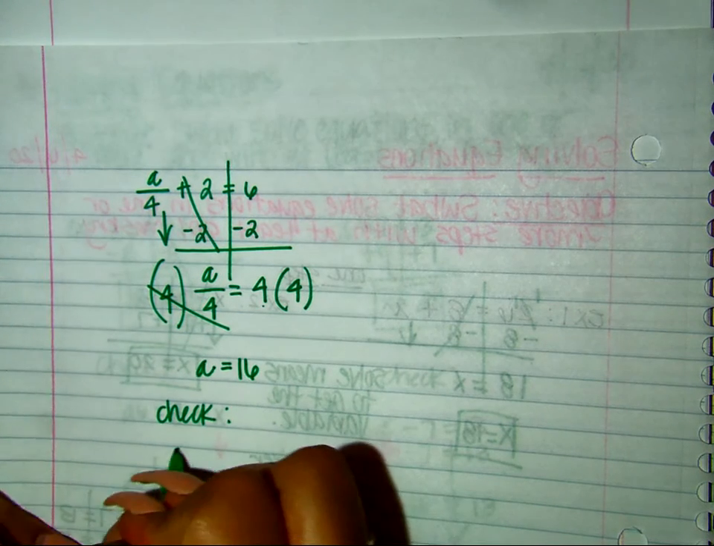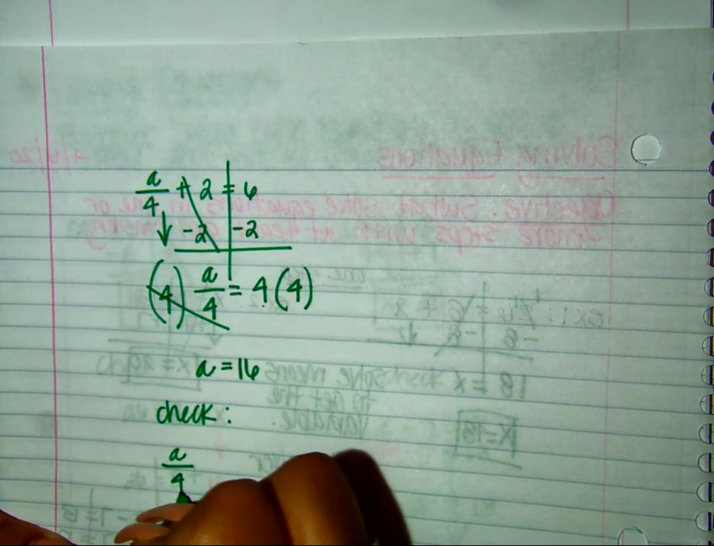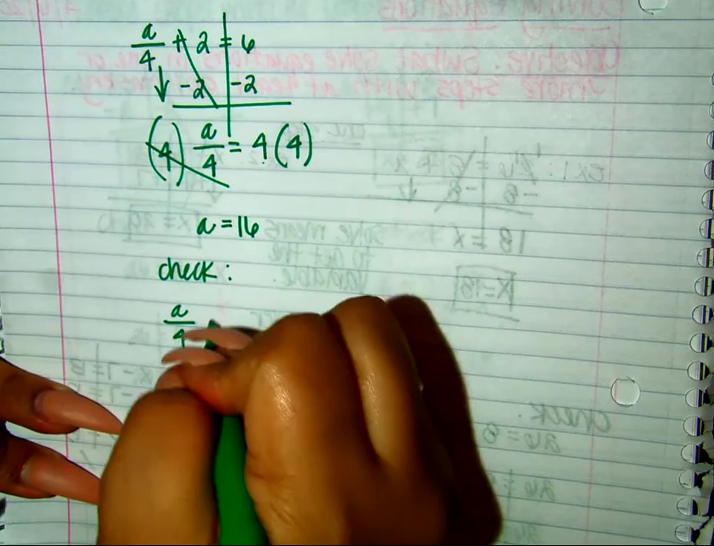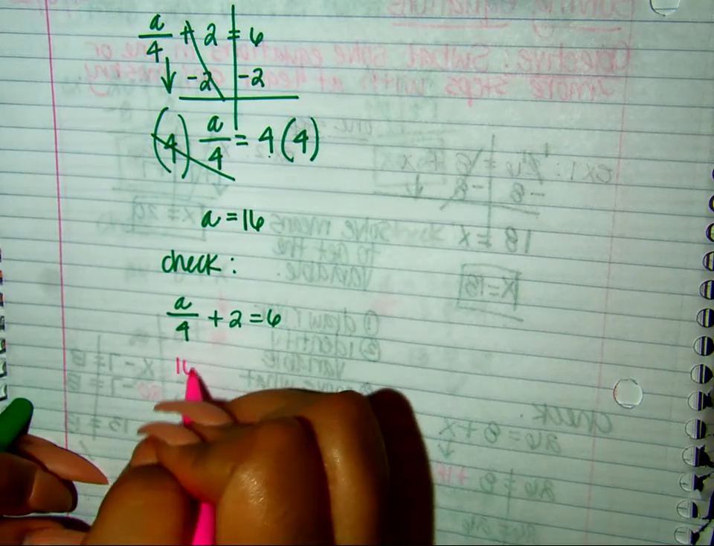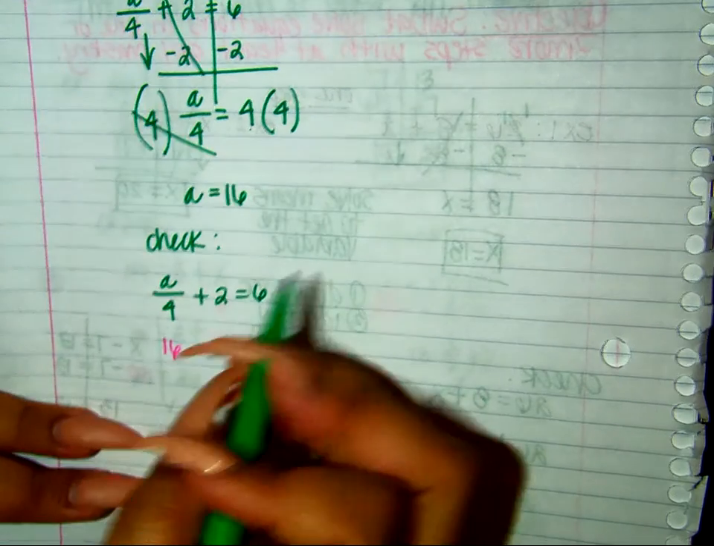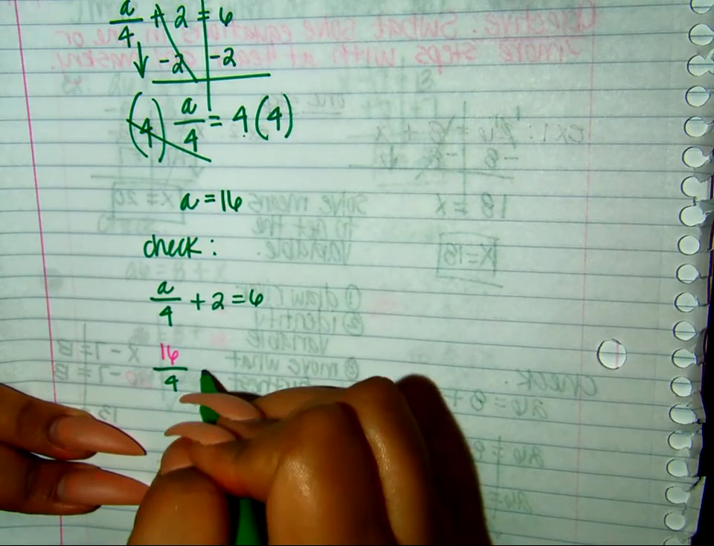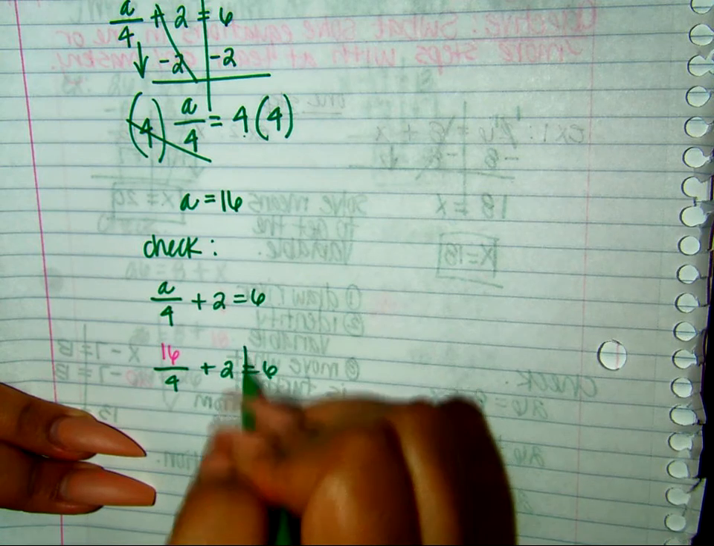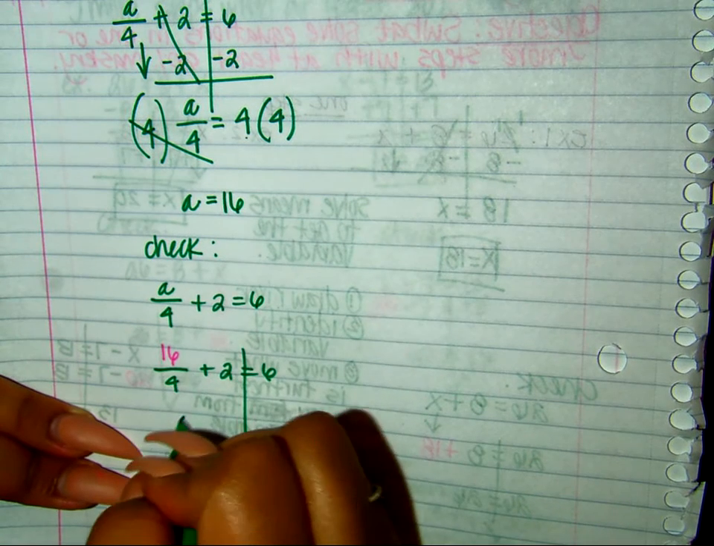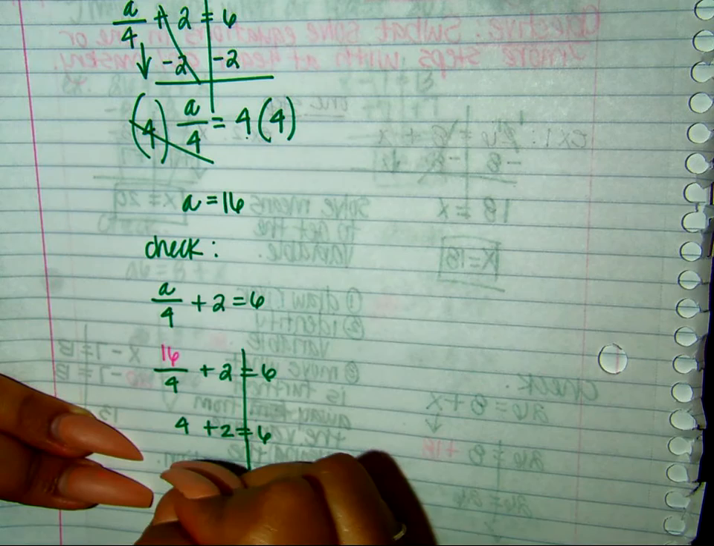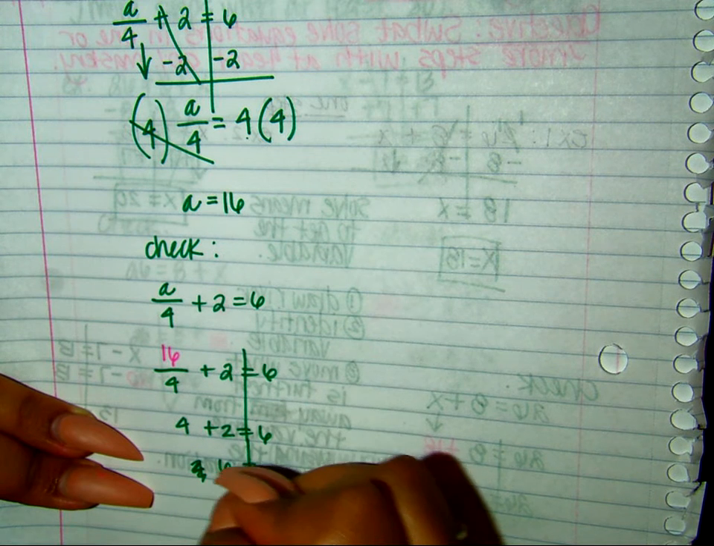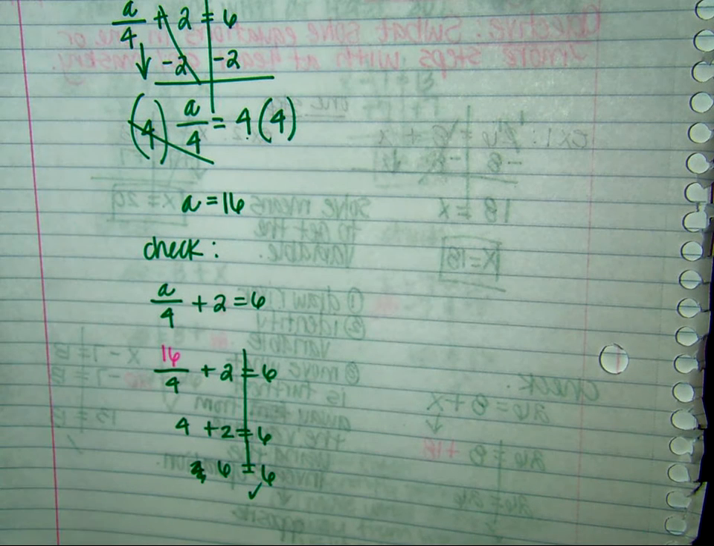So if my original problem was a over 4 plus 2 equals 6, I'm going to put 16 where a would go. Over 4 plus 2 equals 6. 16 divided by 4 is 4. 4 plus 2 equals 6. And then 4 plus 2 does equal 6, and 6 equals 6. So that would be correct. Again, that is a two-step equation.